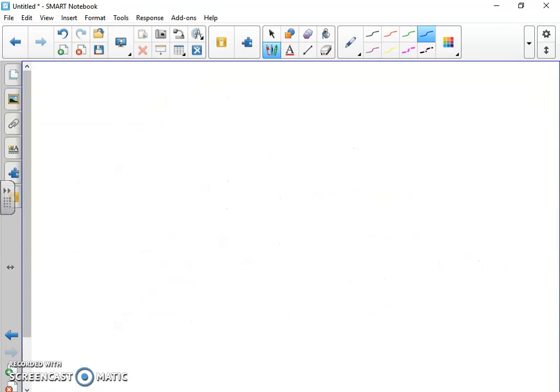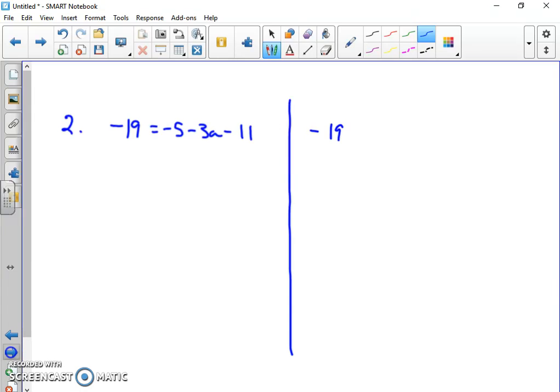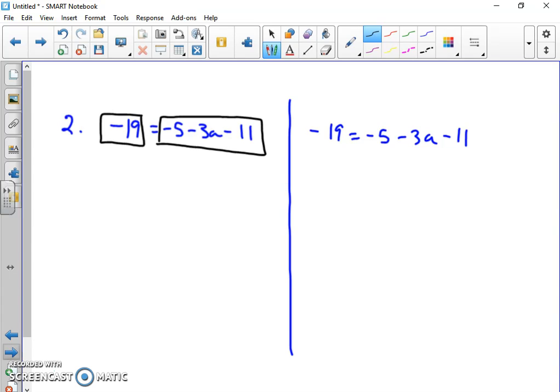All right, number 2. So I'm going to just divide this, and I'm not going to label anymore. So problem number 2, we have negative 19 equals negative 5 minus 3a minus 11. So let's box it and look inside the boxes and see if there's anything we can combine. We're looking for combining like terms. So on the left-hand side, can't do anything. Bring that down. But in here, we have a negative 5 minus 11. That gives us negative 16 minus 3a.